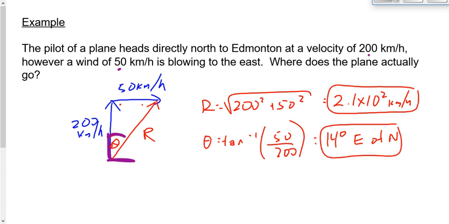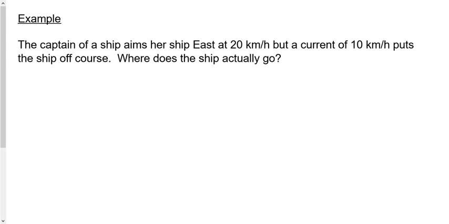I have one more to do with you as well, and then we're going to wrap it up for the day. This one is a little bit different. This is a ship going in water. Captain of a ship aims her ship at 20 kilometers east, at 20 kilometers per hour, but there's a current of 10 kilometers per hour that puts the ship off course. Where does the ship actually go?